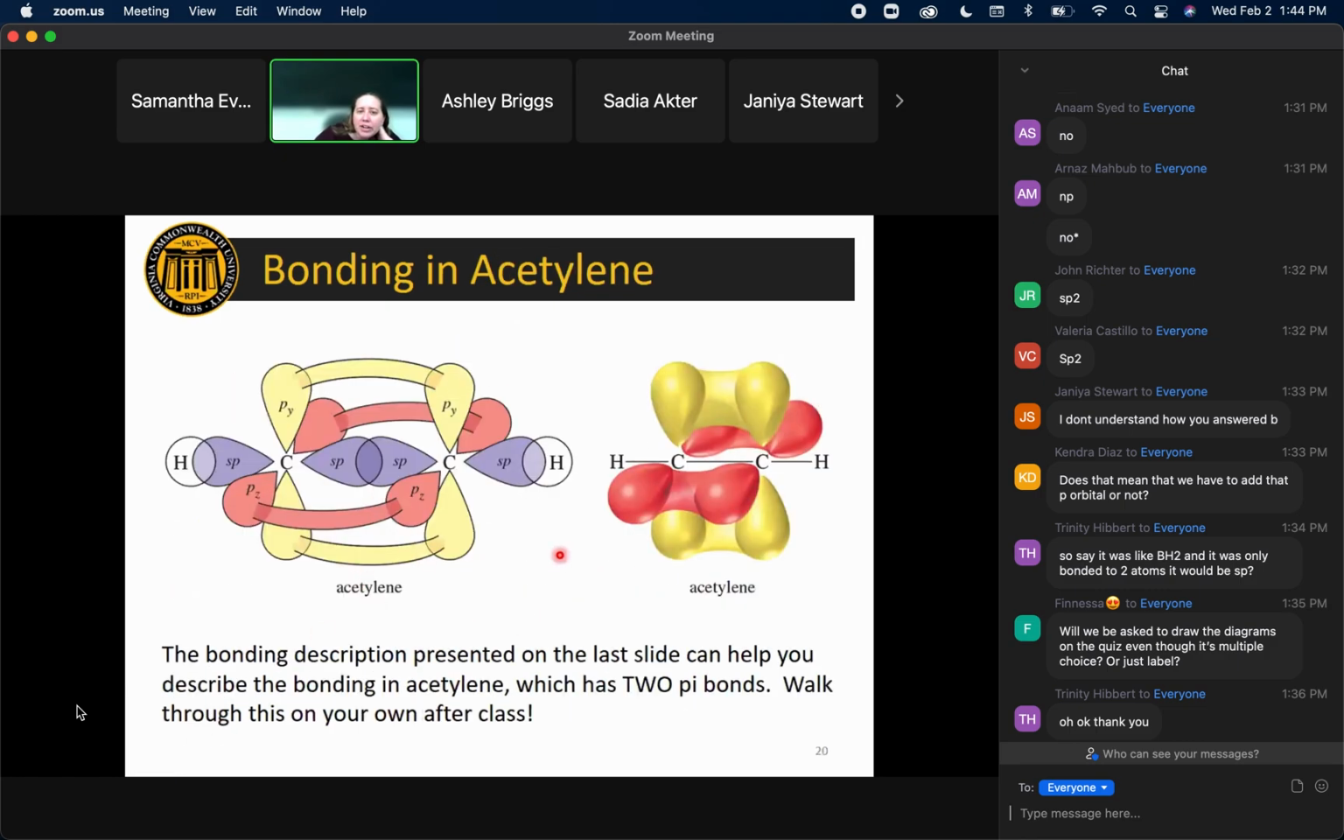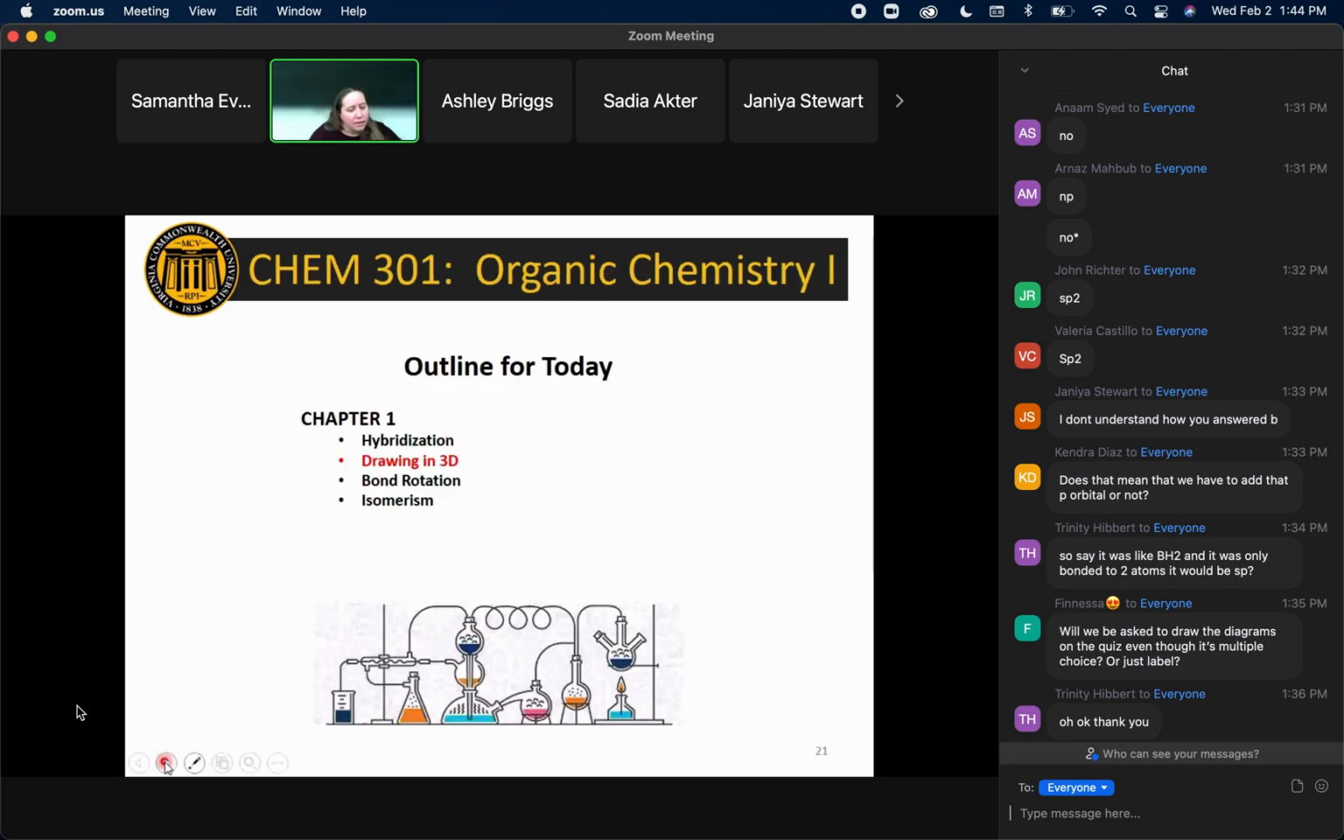I have a slide here for the bonding in acetylene. I want you guys to walk through this on your own after class, on your own time, and apply the same types of concepts that I just talked about for ethylene to acetylene. Just keep in mind that the py orbital and the pz orbital have to be 90 degrees to each other. That is why our pi bonds in this triple bond are 90 degrees to each other.